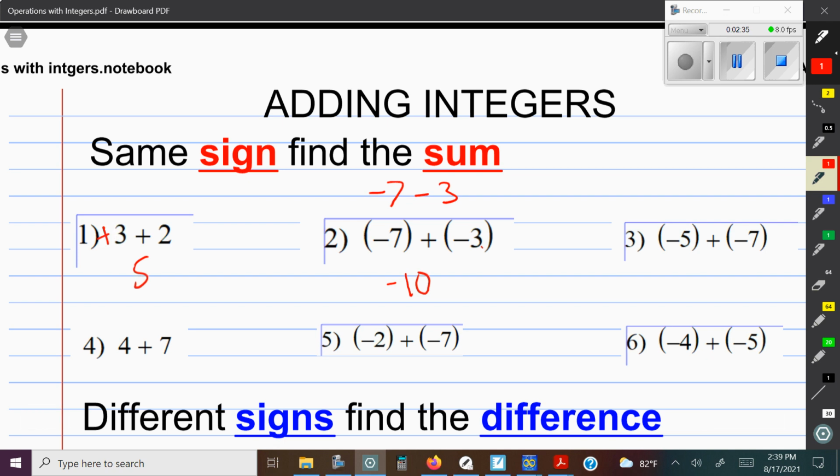Okay, go ahead and pause the video here and see if you can solve 3, 4, 5, and 6. All right, let's take a look at these. So here you got the same sign, you go find the sum. Negative 5 plus negative 7 is going to be negative 12.